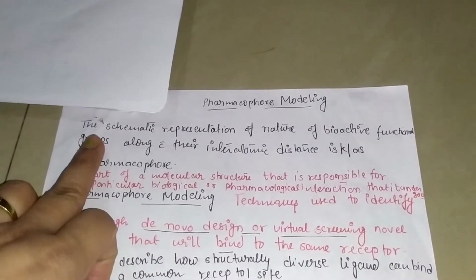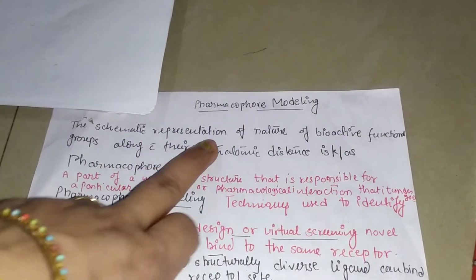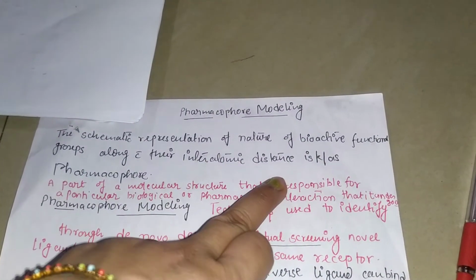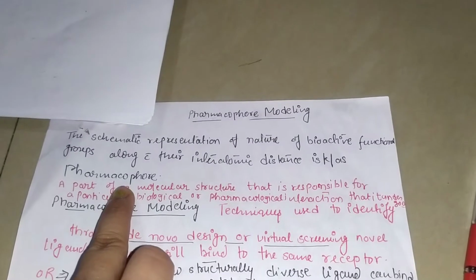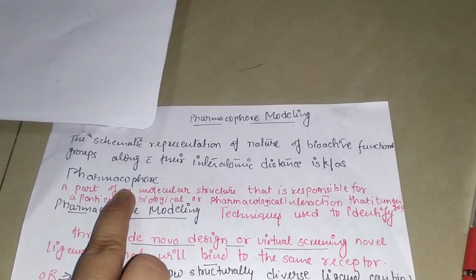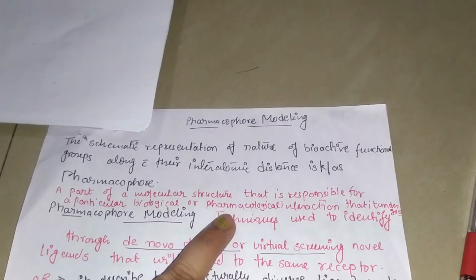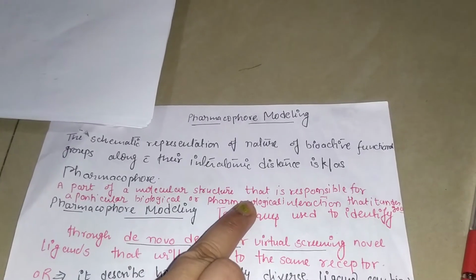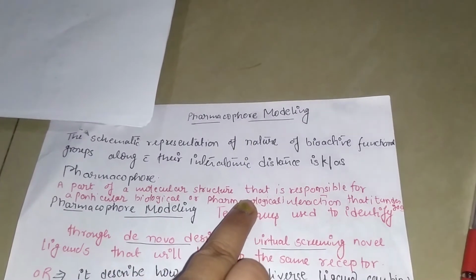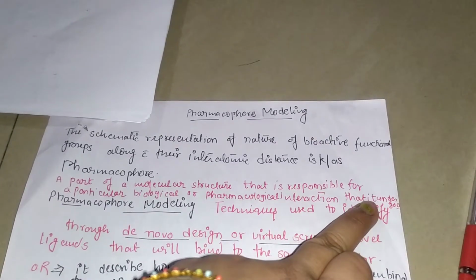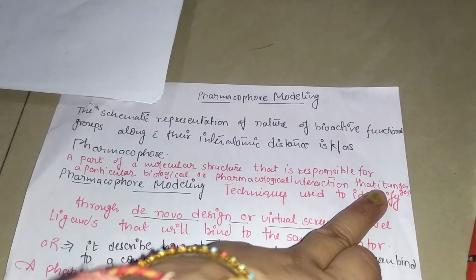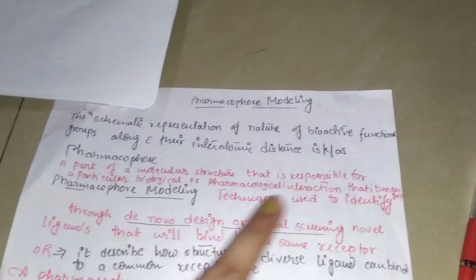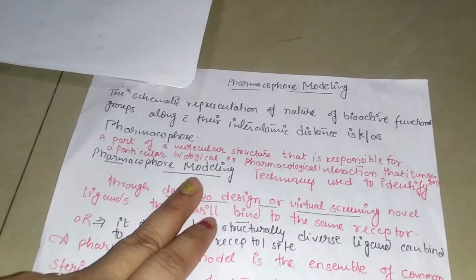So, the definition of pharmacophore is the schematic representation of natural bioactive functional groups along with their interatomic extents, known as pharmacophore. All the definitions of pharmacophore include a part of the molecular structure that is responsible for a particular biological or pharmacological interaction that undergoes final changes or pharmacological activities. That is called pharmacophore. Second, we have to know what pharmacophore modeling is.